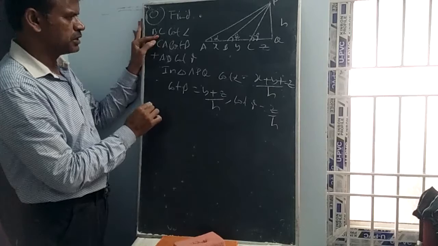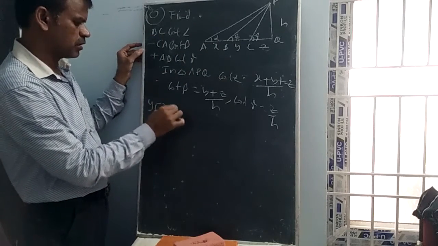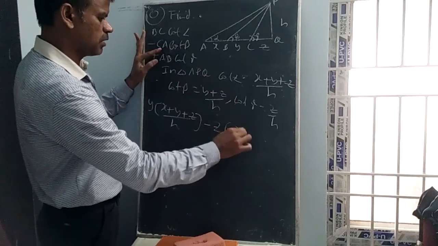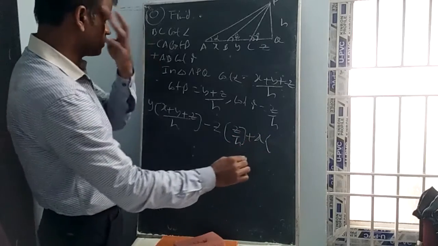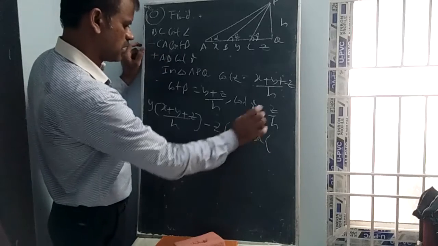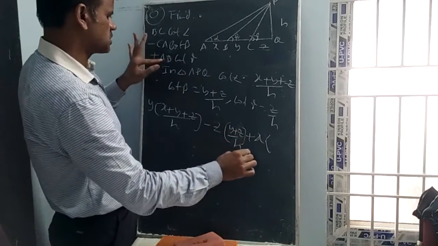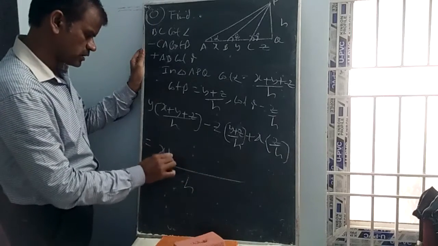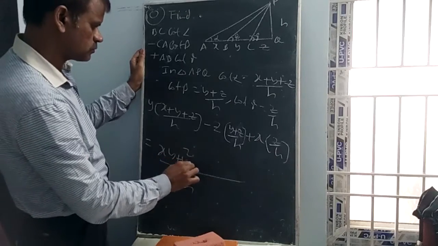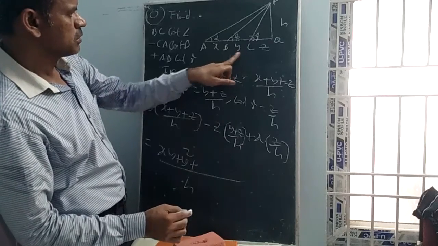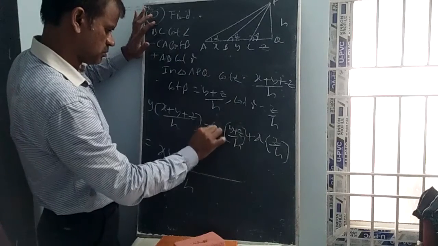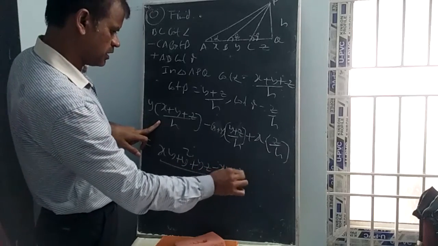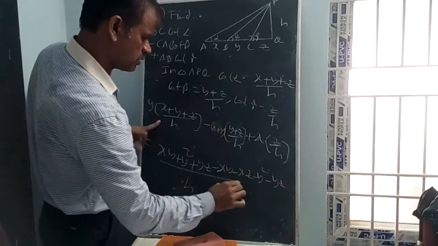BC value means, what is BC? Y into cot alpha, X plus Y plus Z whole by H, minus CA, meaning Z, into cot beta, Y plus Z by H, plus AB, meaning X, into cot gamma, Z by H. That is equal to total over H. Take LCM: multiply out xy plus y square plus yz minus xy minus xz minus y square minus yz plus xz.